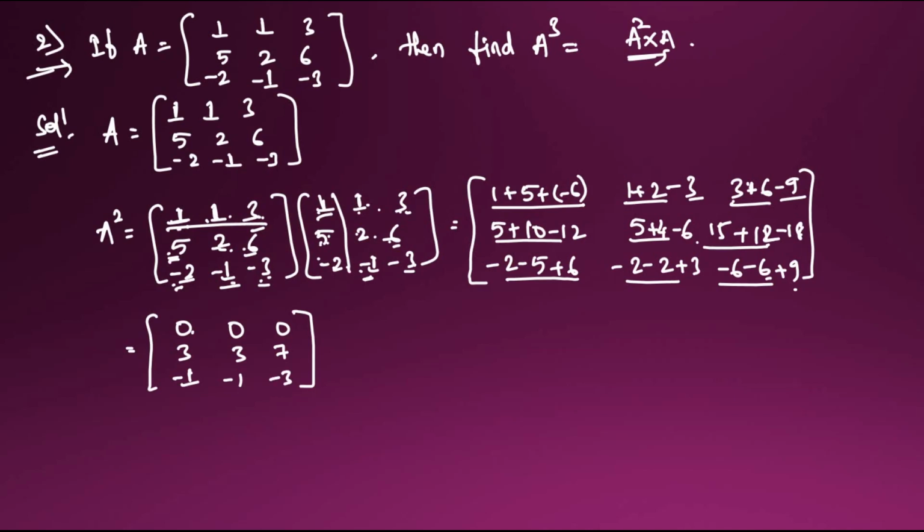So again we have to do a square into this, a square up to now, and again we have to multiply with the a, so into a. So a is equal to what? 1 1 3 and 5 2 6, again minus 2 minus 1 and minus 3. So we will have to do this here.